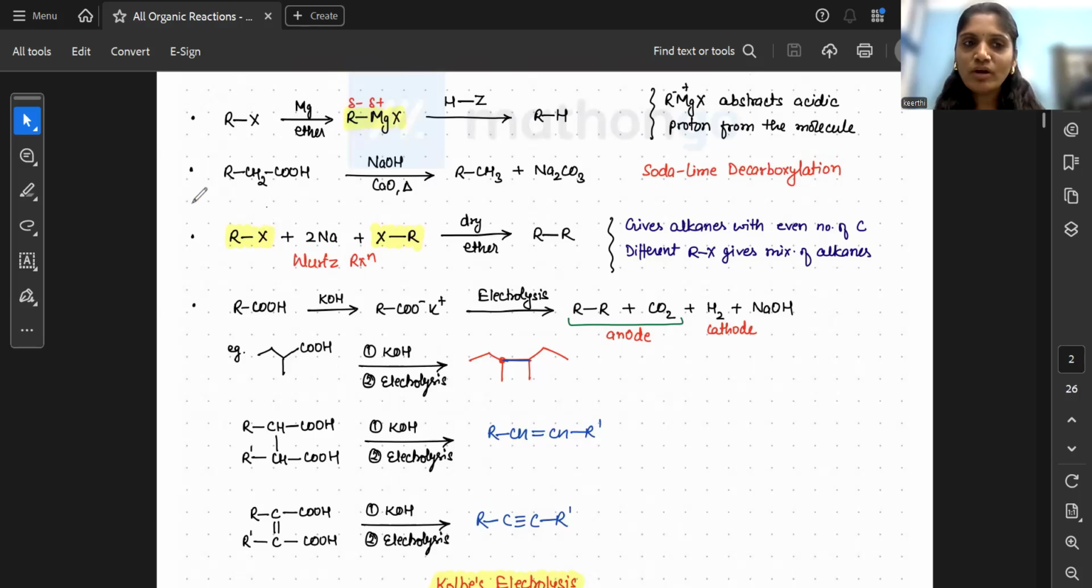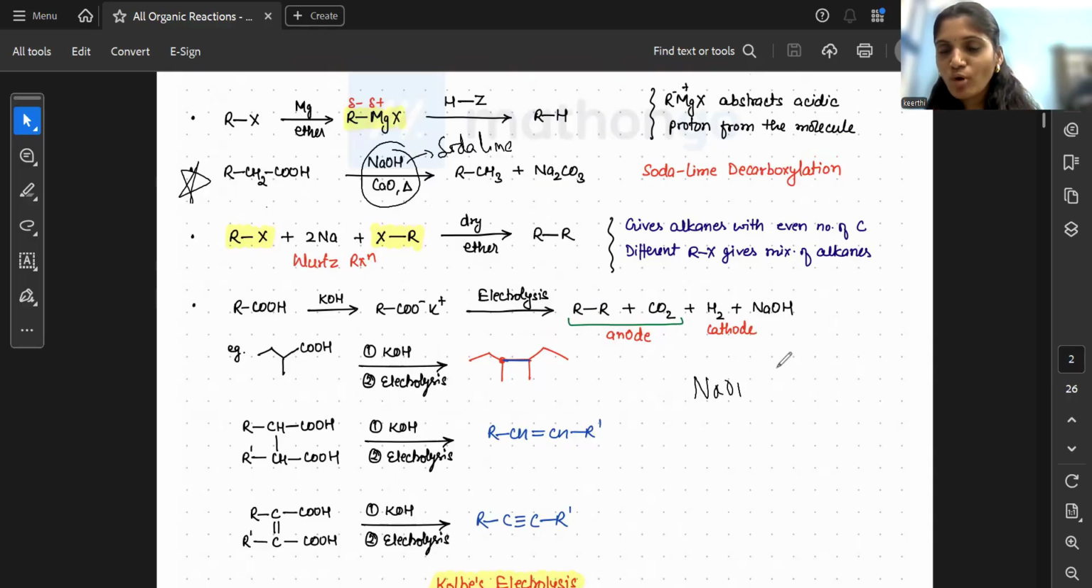We can even prepare our alkanes from carboxylic acid. How are you going to prepare alkanes from carboxylic acids? We are going to use NaOH in the presence of calcium oxide, plus heating. What do we call this? We call it soda lime. Please remember, NaOH plus calcium oxide, we call it soda lime.